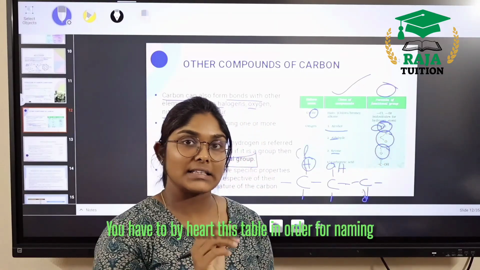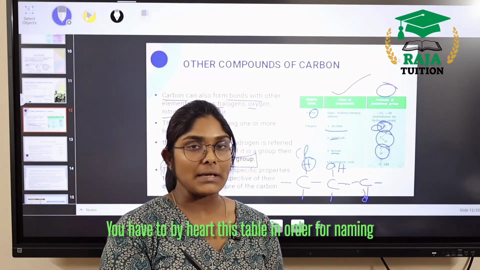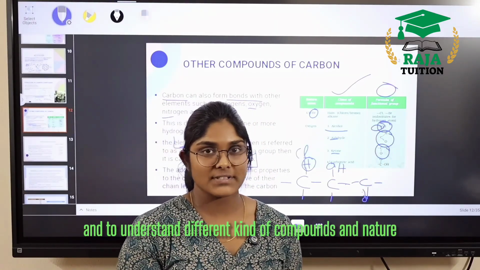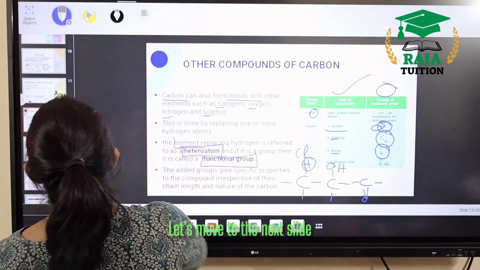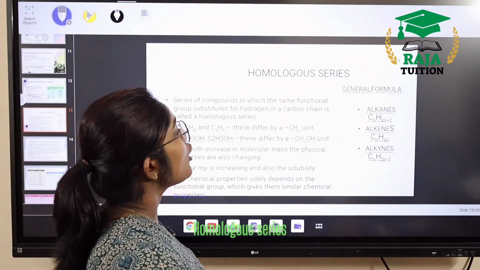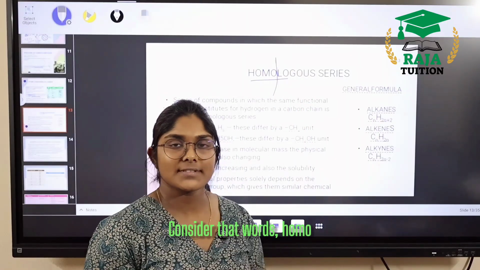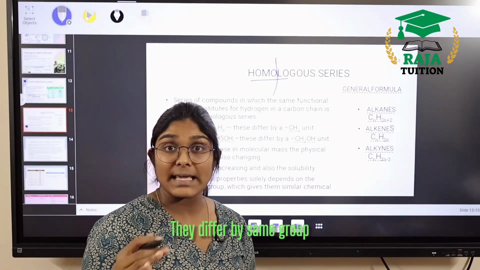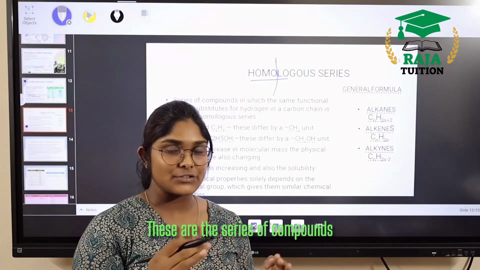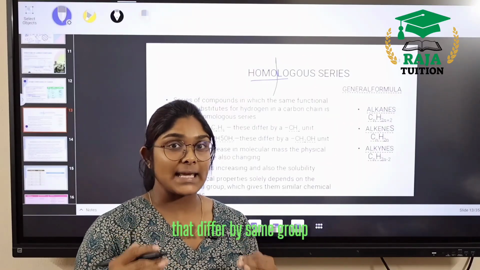You have to learn this table by heart in order to do naming and to understand the different kinds of compounds in nature. Okay, let's move to the next slide. Homologous series. Consider the word homo: they differ by the same group. These are series of compounds that differ by the same group.